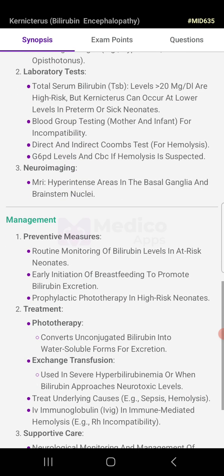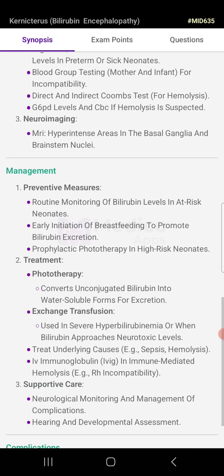For the management, preventive measures like routine monitoring of bilirubin levels in at-risk neonates, early initiation of breastfeeding to promote bilirubin excretion, prophylactic phototherapy in high-risk neonates.